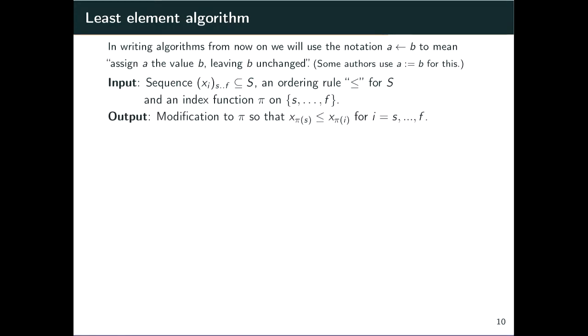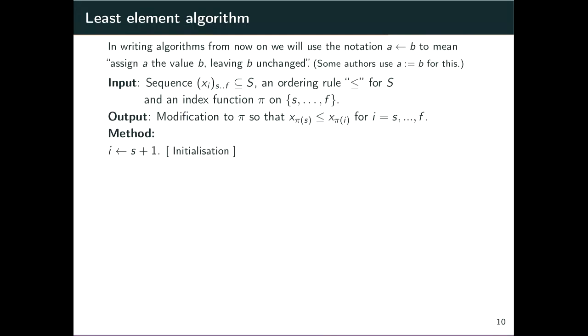And the output we want is a modification to pi, our permutation, so that x_pi(S) is less than or equal to x_pi(I) for all I in S to F. So all we're saying here is that we're going to move the index that's associated to the least element in the sequence so that it's at the beginning. So that's all I've done before in the previous example. Okay.